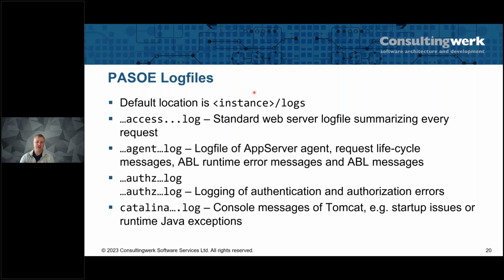Typically, I find you look first in the agent log for stuff that is closest to the application's ABL code running. The others are useful for debugging problems, but generally you're going to look at the access log, and potentially the agent log.